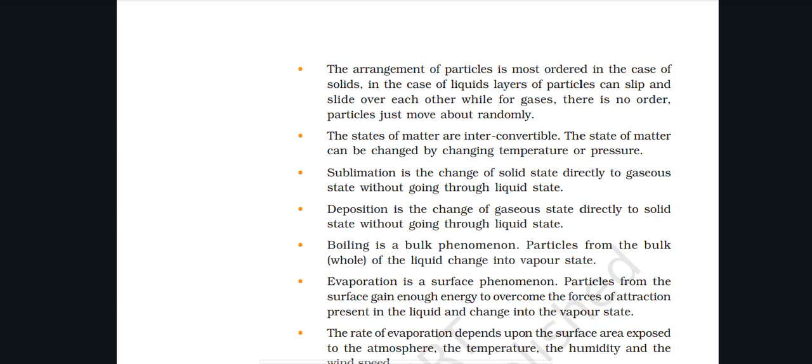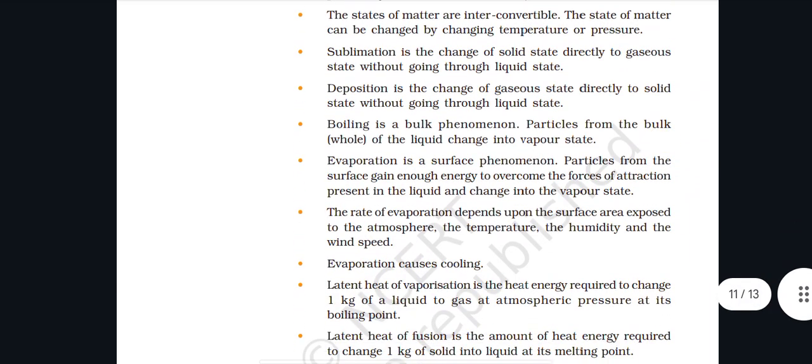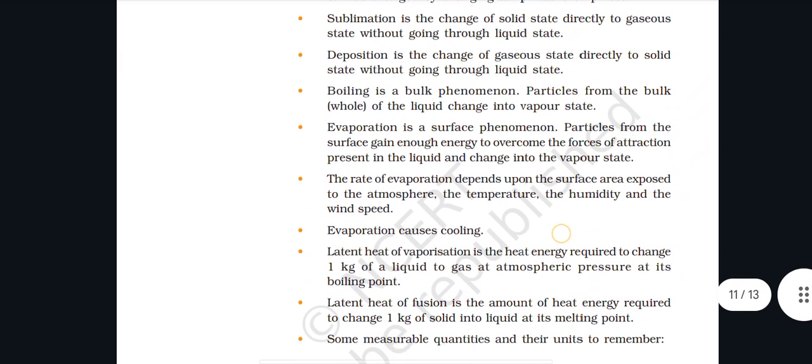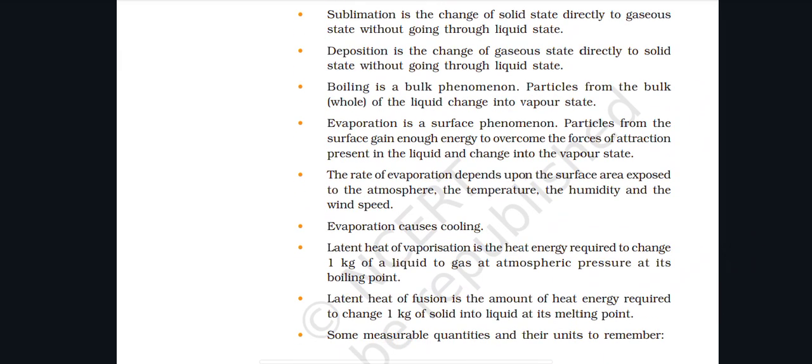The states of matter are interconvertible. The state of matter can be changed by changing temperature or pressure. Sublimation is the change of solid state directly to gaseous state without going through liquid state. Deposition is the change of gaseous state directly to solid state without going through liquid state.